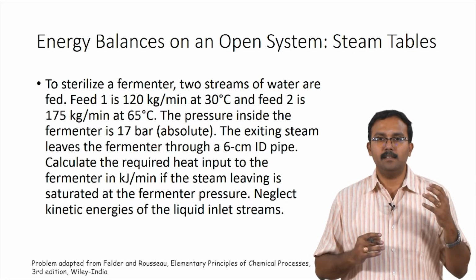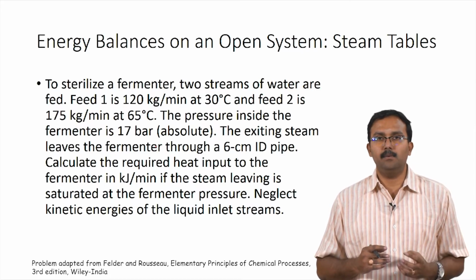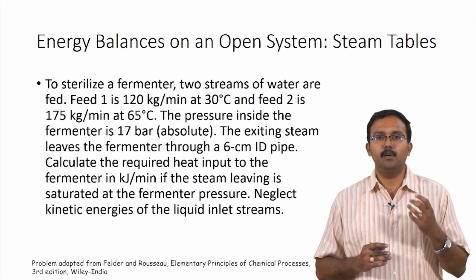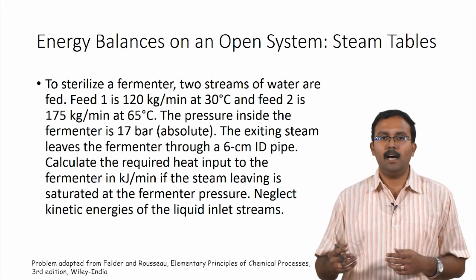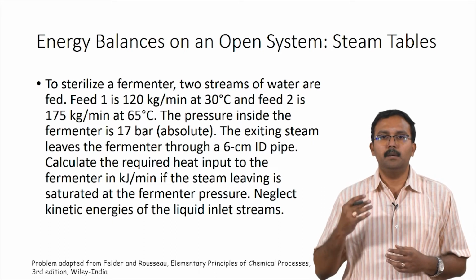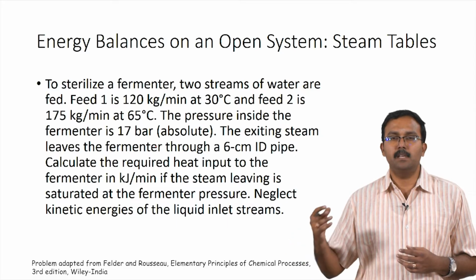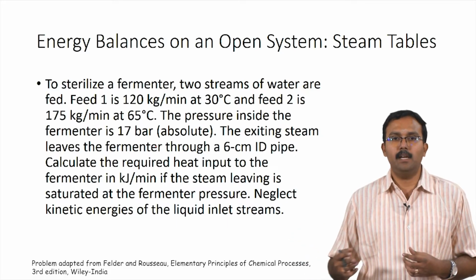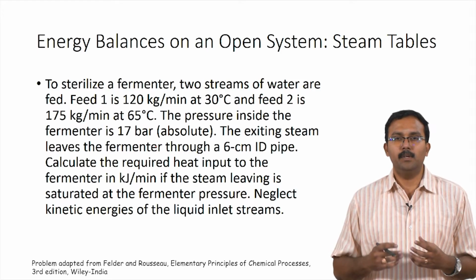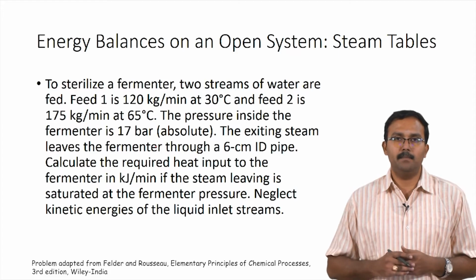We know that we have two feeds, one at 120 kilograms per minute and the other at 175 kilograms per minute. We also know the temperature at which they are coming and their states. We also have information about the pressure inside the fermenter and the exiting steam's state. We have been told that exiting steam is saturated and that it is leaving through a 6 centimeter inner diameter pipe.